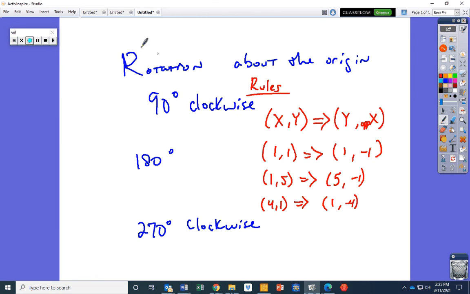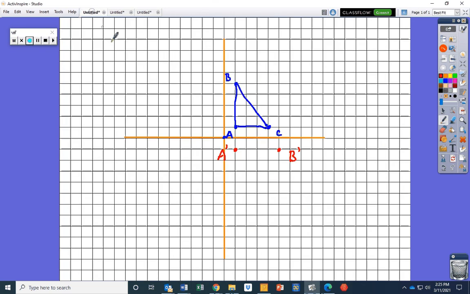-4. Okay? So when I do that, I go over 1, down 1, 2, 3, 4. And this is going to be my C prime. Now this, wow, really a bad straight line there. These are the rules for the 90 degree rotation. So here's the deal. This is 90 degrees clockwise.